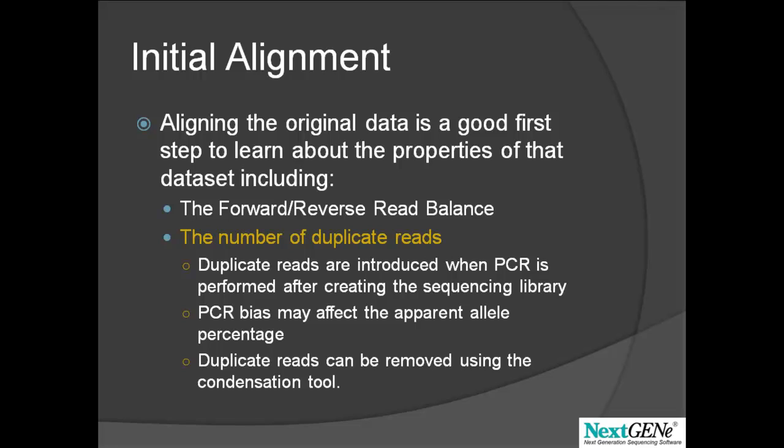A second important property is the presence of duplicate reads. These reads occur when PCR is performed after the sequencing library is created by the addition of sequencing adapters. It is recommended that these duplicate reads be combined into single reads in order to avoid errors caused by PCR bias. This can be done using the condensation tool.